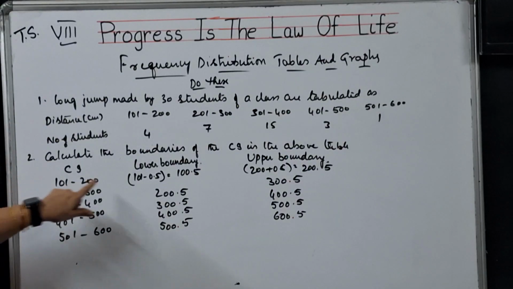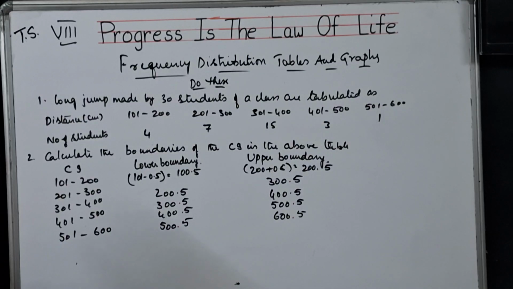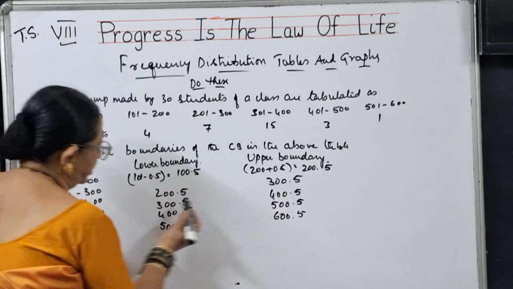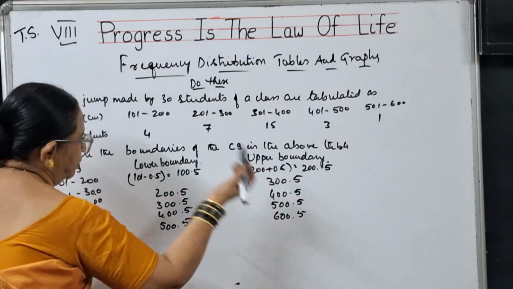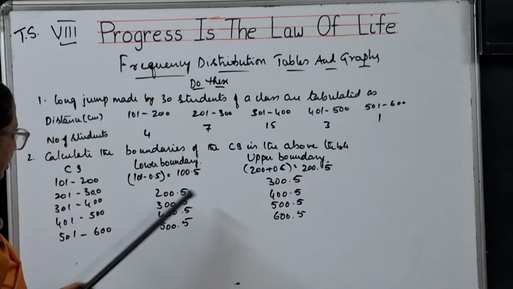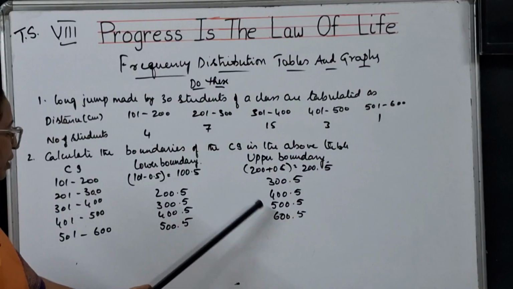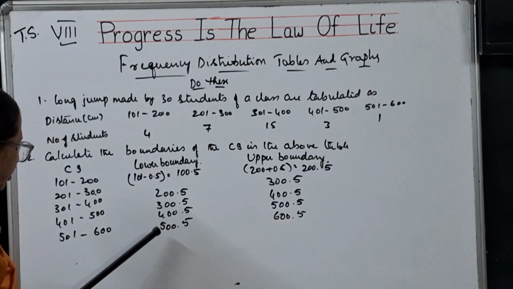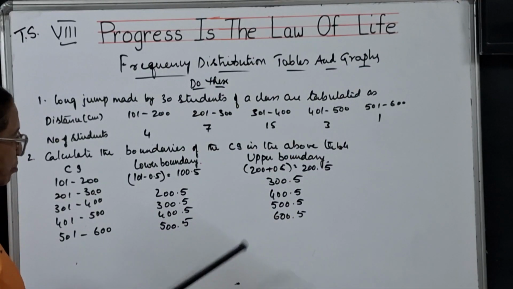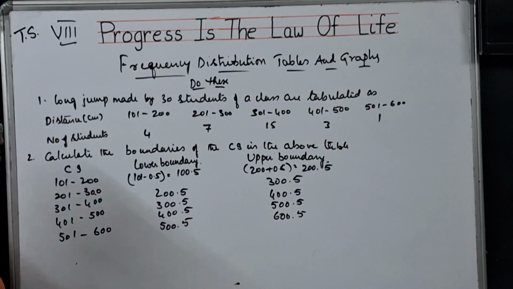So this is the first one I have done, children. Remaining all are of the same type. That is why I have not done them. Only the thing is this will be repeated here. Add 0.5, 300.5 and 300.5 again. It gets repeated here. 400.5, 400.5. Again that will repeat here. 500 means 500.5. Again 500.5 will repeat here. 600 means 600.5. This is how you can write the boundaries, children. Please note it down.